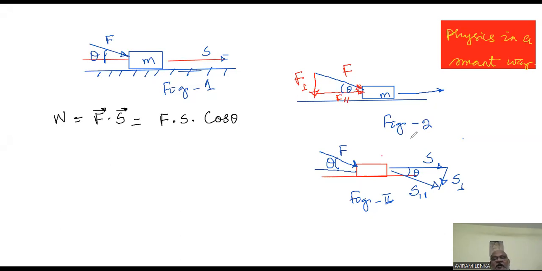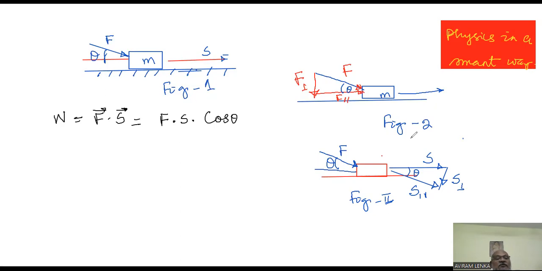So in our last class, we just started to discuss work, and our conclusion was that work is basically energy, or energy remains in the form of work when it is getting transformed or transferred from one body to another. So already we have got over that. Now we go to the formula of work.